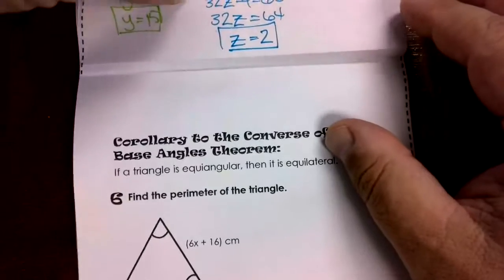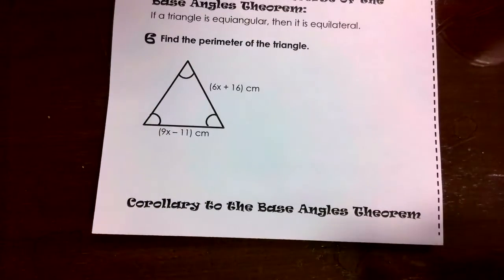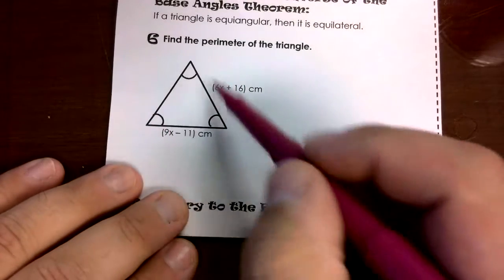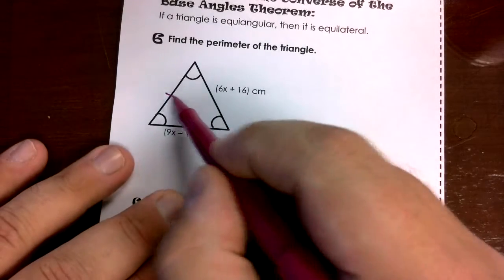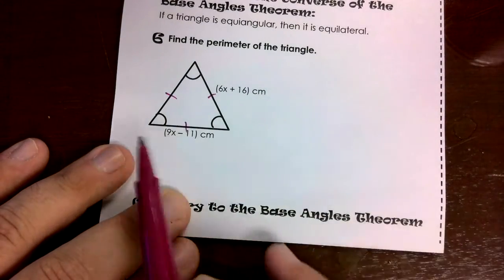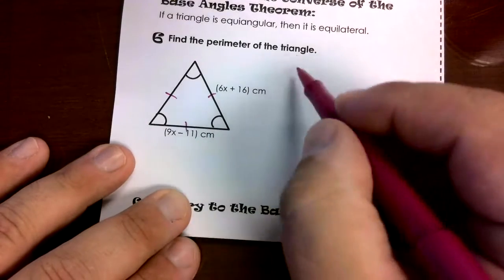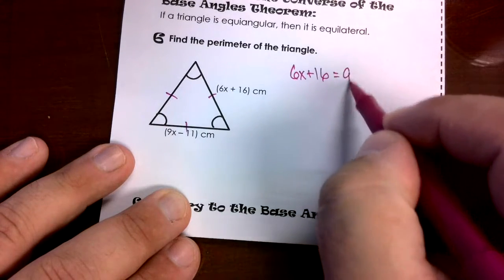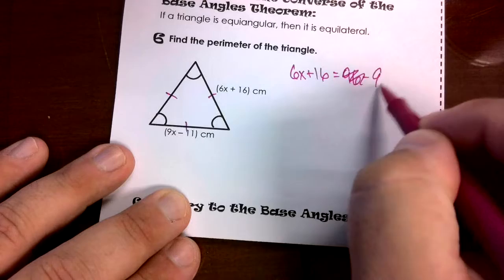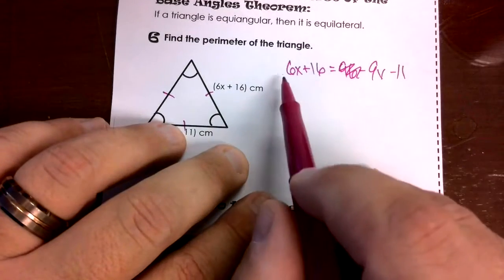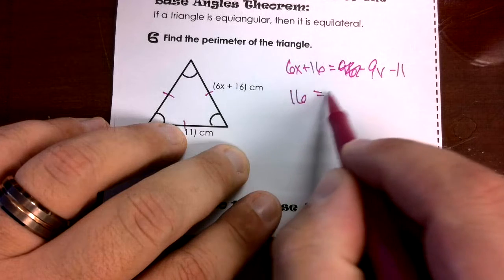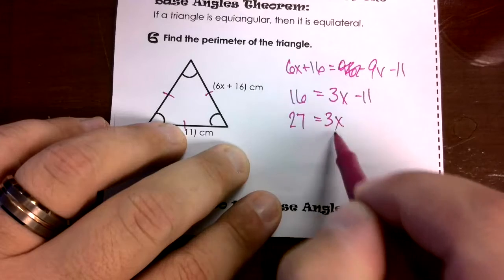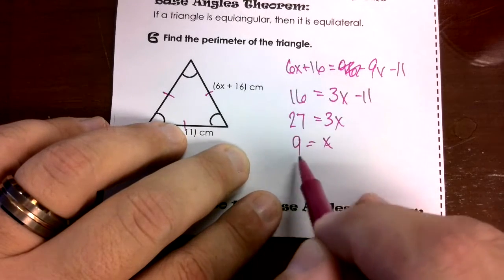Now, the converse, we flip-flop it again, just like we did before. So this time equiangular means equilateral. If all of these angles are equal, that means all of the sides are equal. So I'm going to find x, a lot like I did before. 6x plus 16 equals 9x minus 11. I'm going to subtract the 6x, add the 11, divide by 3, and I get x equals 9.